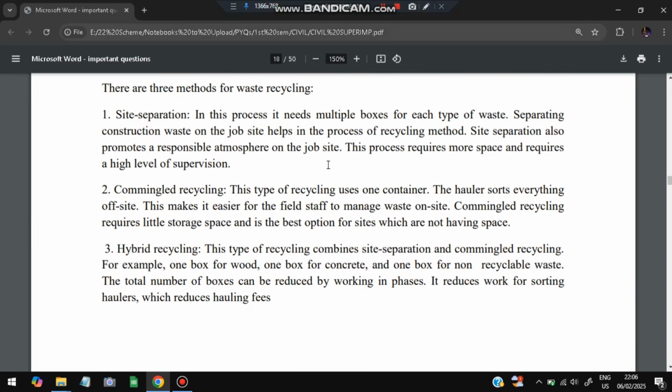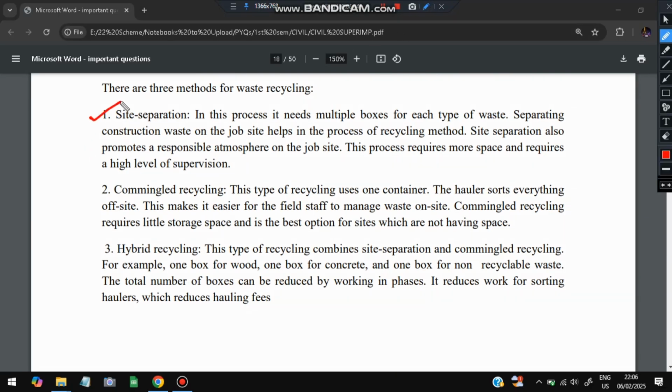There are three methods for waste recycling. First is site separation. Here there will be multiple boxes, each holding one type of waste. And second is commingled recycling. Here there will be no separate bins, but it sorts everything off site, which makes it easier for the field staff to manage waste on site.